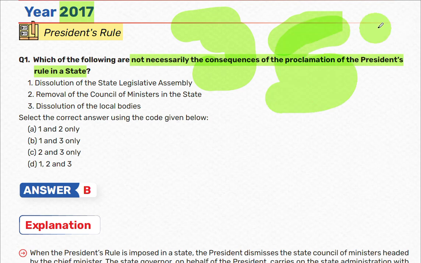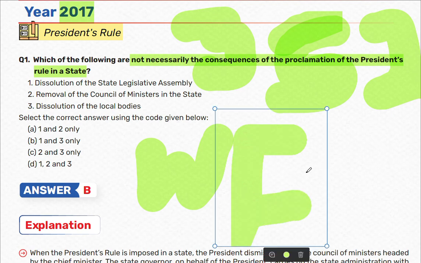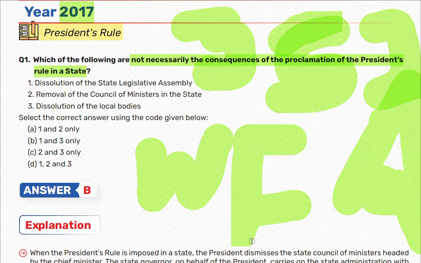Who can proclaim a national emergency? It is the President of India who can proclaim the national emergency, on the grounds of either war, external aggression, or armed rebellion. These are the three grounds on which a national emergency can be proclaimed. It can be proclaimed in any part of the country or in the entire country, so there is no fixed thing with regard to the area.